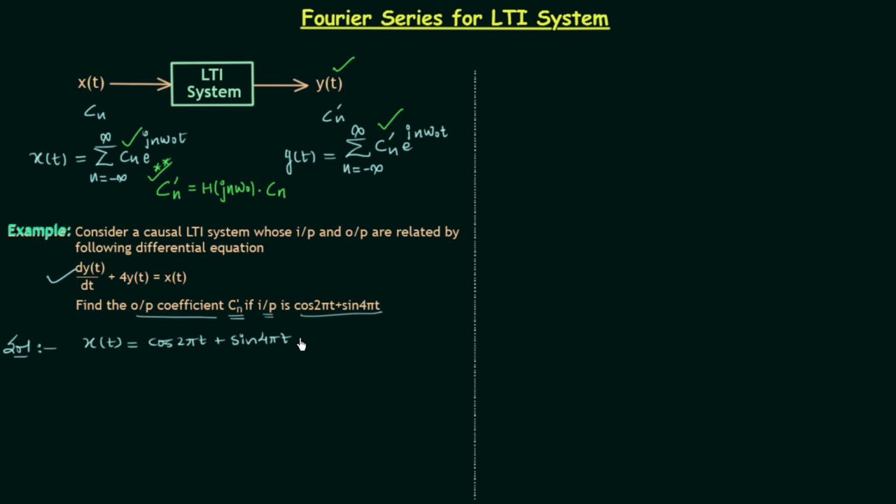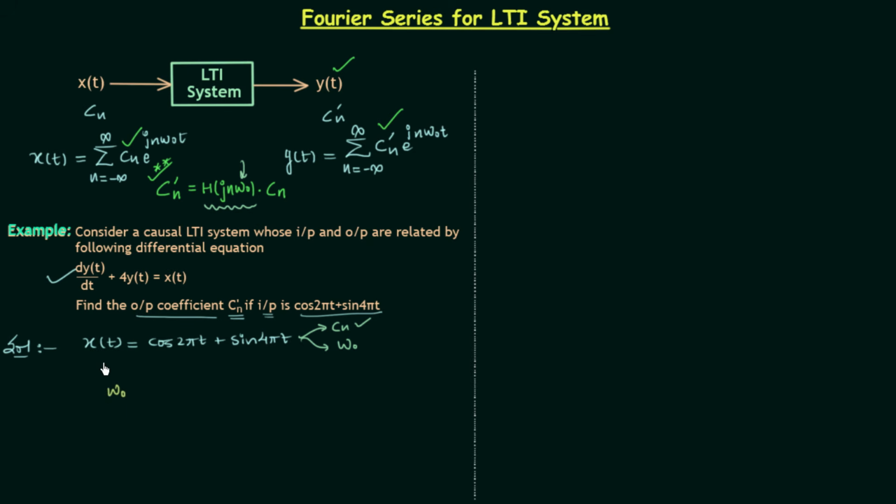From here we can calculate the coefficient Cn, and also we can calculate omega naught. It is important to calculate omega naught because to calculate the frequency response we need omega naught. So first we will calculate omega naught, then we will calculate the frequency response, and after that we will calculate Cn. Finally, we will use this formula to obtain Cn dash. So let's calculate omega naught.